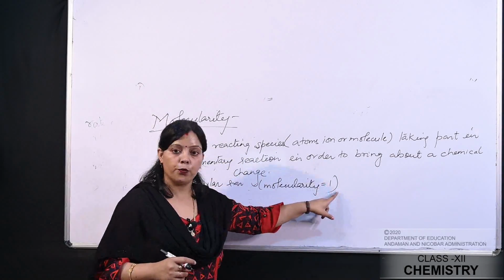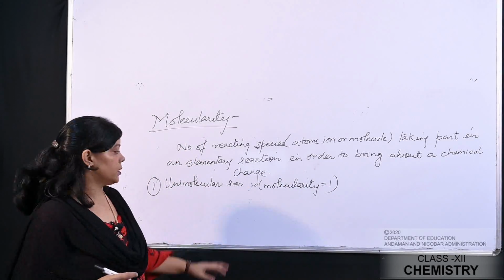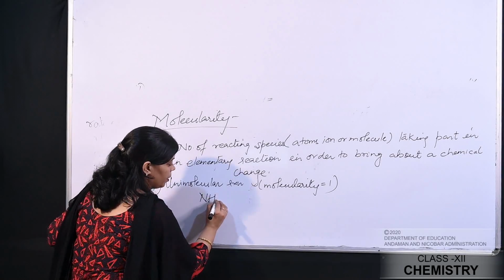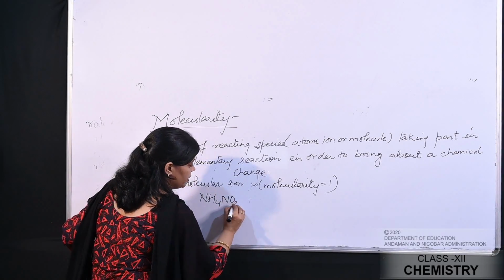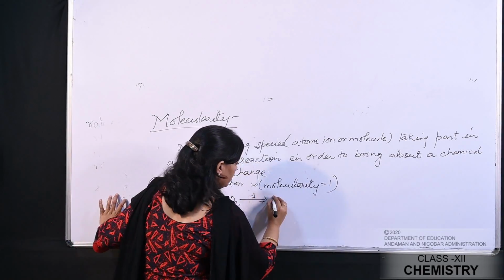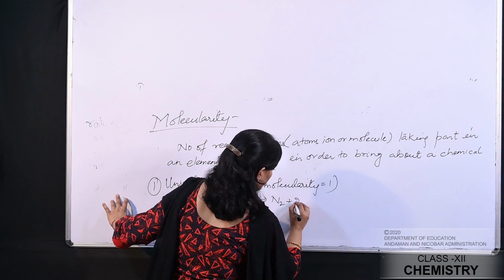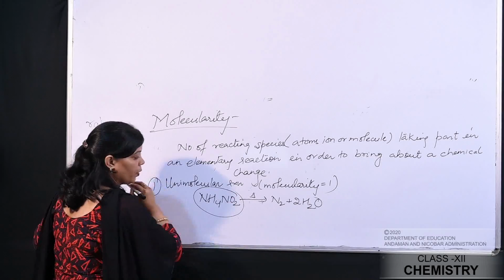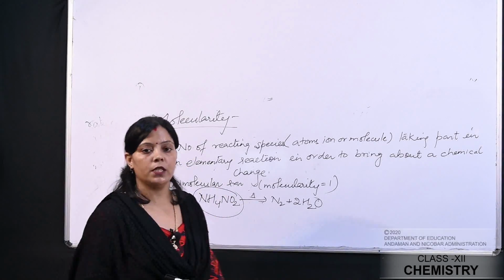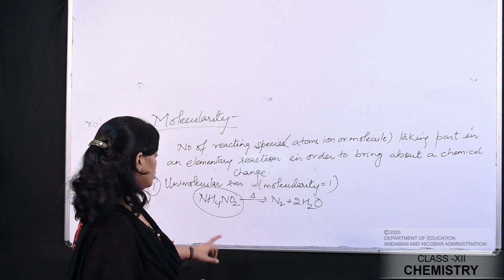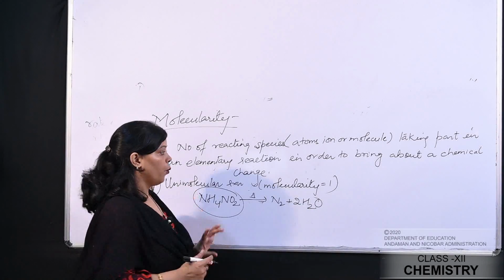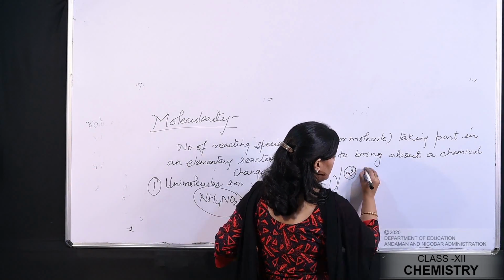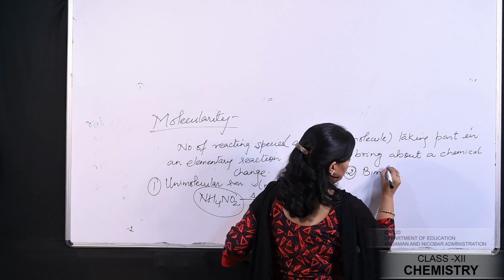The reactions are classified on the basis of molecularity. When the molecularity is 1, the reaction is named a unimolecular reaction, and the example is the thermal decomposition of ammonium nitrite to give nitrogen plus 2 moles of H2O. Here you can see that only one reacting molecule is involved in the chemical reaction. So, the molecularity of this reaction is 1. Secondly, the next reaction is named bimolecular.